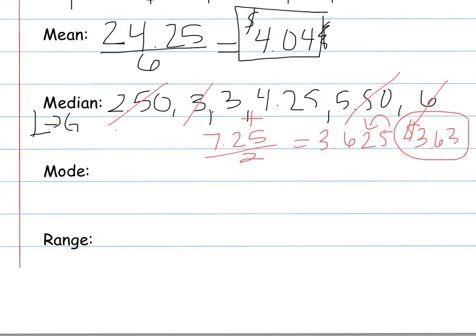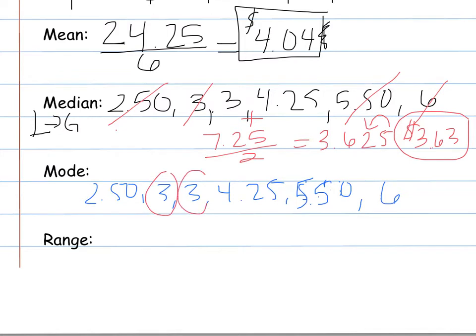Our mode is the number that shows up most often, mode the most. So I order them again, least to greatest. It's supposed to be a 50, my bad. $2.50. It's getting a little messy here with this pen. And $6. So which numbers show up the most? It looks like 3 repeats twice. So my mode then, the number shows up most, is going to be $3.